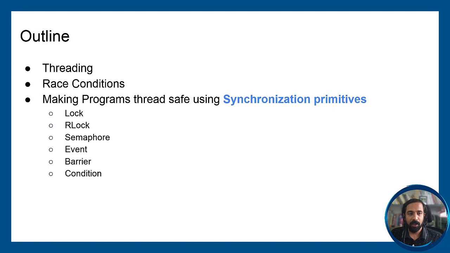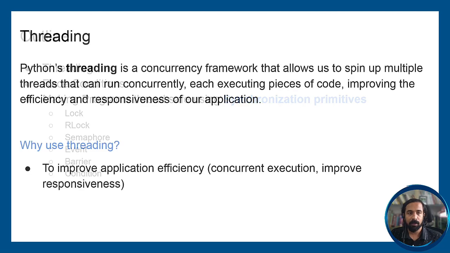In today's talk, we will go over the concept of threading. Then we will take a look into race conditions, which are issues which happen in multi-threaded environments. Then we will take a look into synchronization primitives, which are tools that Python provides us to make our programs thread safe. Now let's start with threading.